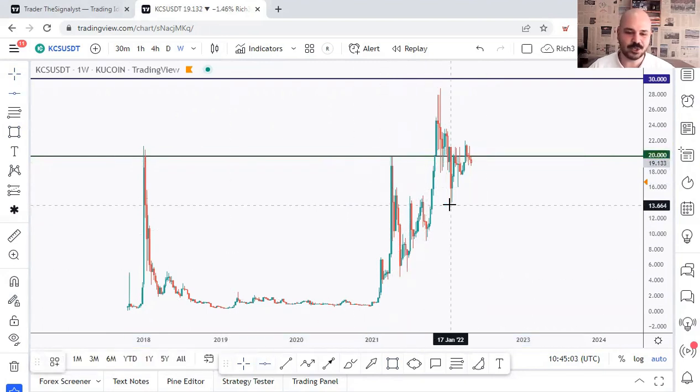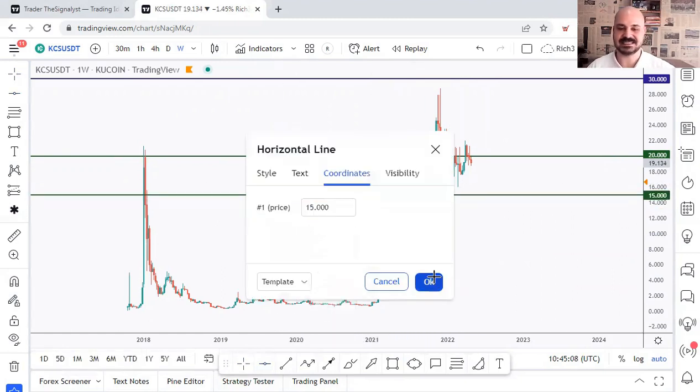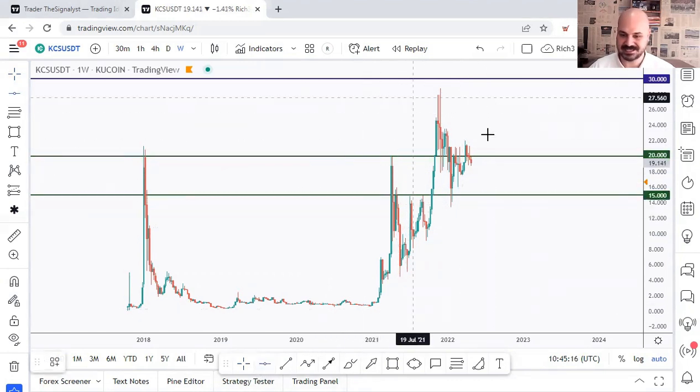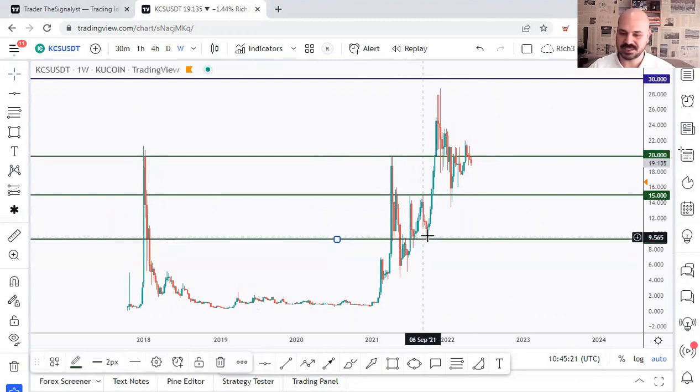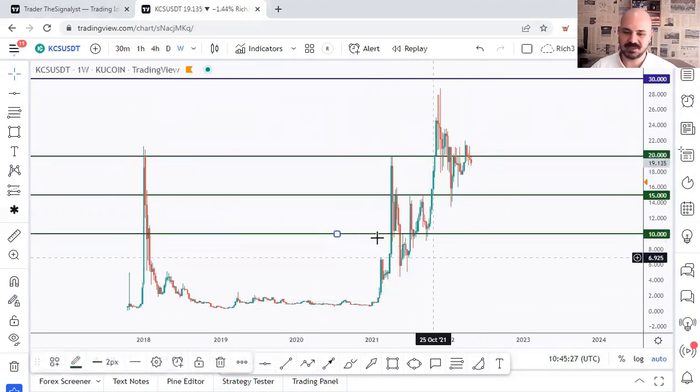Now you can see a very obvious one around this area, which is around 15, 16. So we've got these round numbers 15, 20, 30, and we've also got one around here, which is 25, but that's not as strong as these ones. If we go a little bit lower, we can see that we got one here, we got one here, but I'll not draw it because we are not going to focus on the current price action. But anyway, here we go.